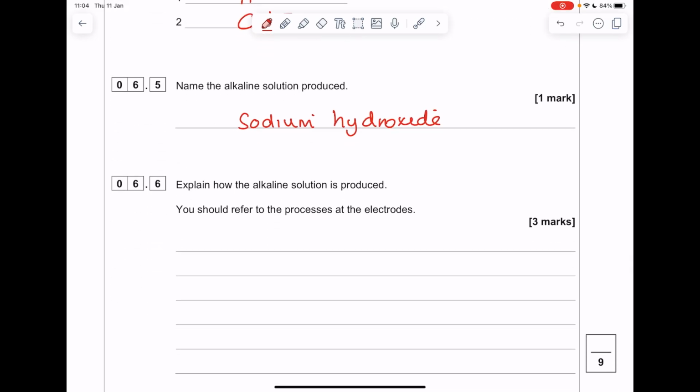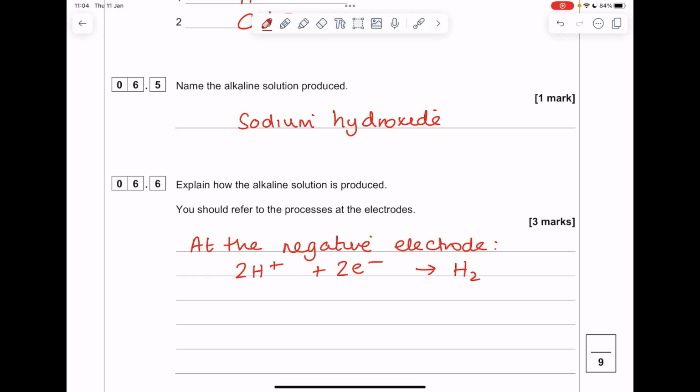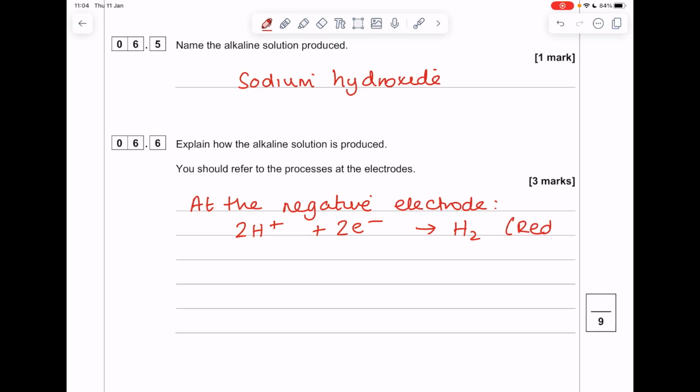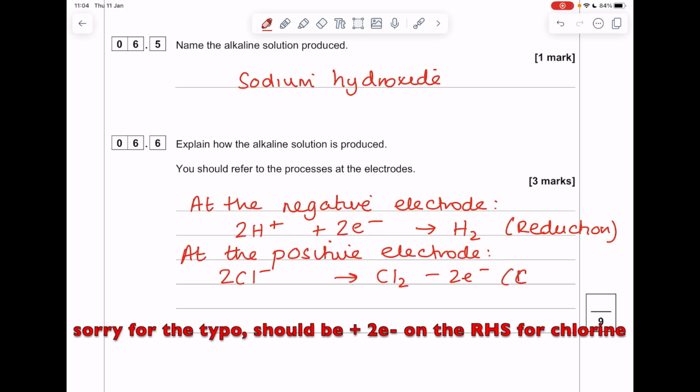Explain how the alkaline solution is produced. You should refer to the processes at the electrodes. I'm just going to say at the negative electrode, let's give the half equation of what happens. We're forming diatomic hydrogen, so make sure it's all balanced, which remember is reduction because it's gained electrons. At the positive electrode, we're going to form that chlorine. Again, that's diatomic. This is oxidation.